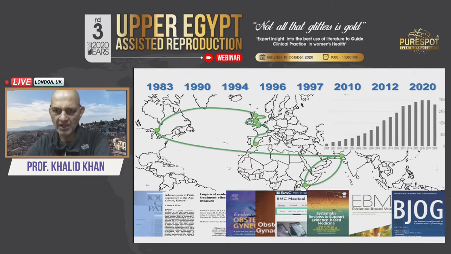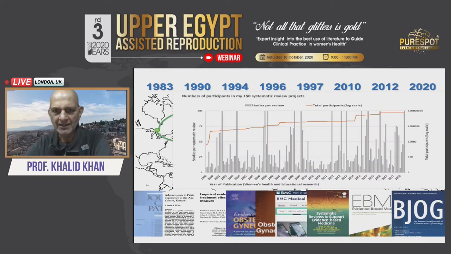Of my 400 papers, this is the list of citations. And again, here I summarize the number of patients who have contributed data to my 150 systematic review projects.